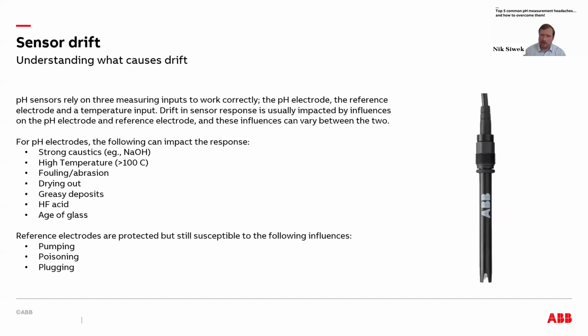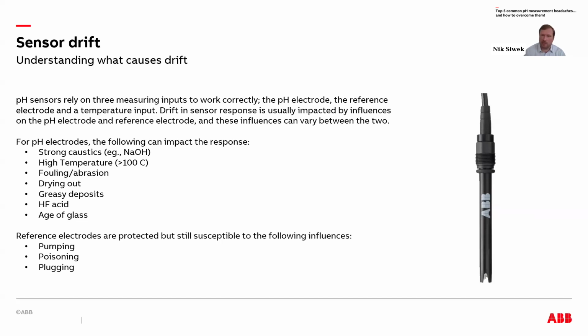Now, on the flip side, the reference electrode has its own constraints when it comes to drift, or what causes drift in the design. So the three main areas, and we'll cover this more in detail, are what's considered pumping, when you lose KCl salt, and that's typically in high purity applications. You'll have poisoning effects, which typically happen in more heavy industrial applications.